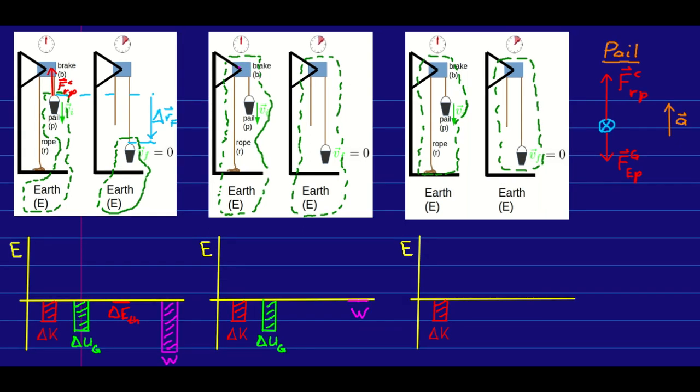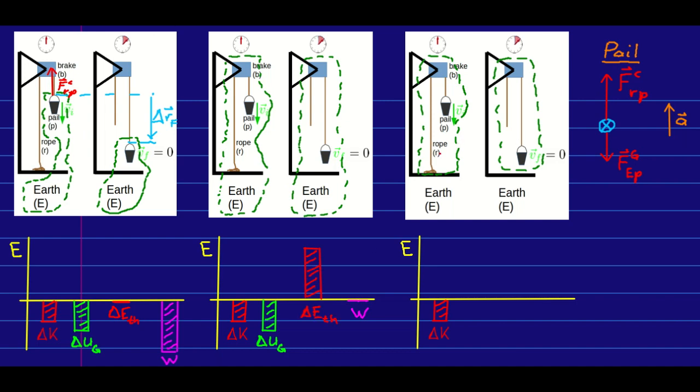But now we've included the brake and the rope in the system, and so the thermal energy that collects in those is part of the system now. And so we can see that the system energy can be conserved because there is a positive change in thermal energy, which should offset the loss in the kinetic energy and the gravitational potential energy.